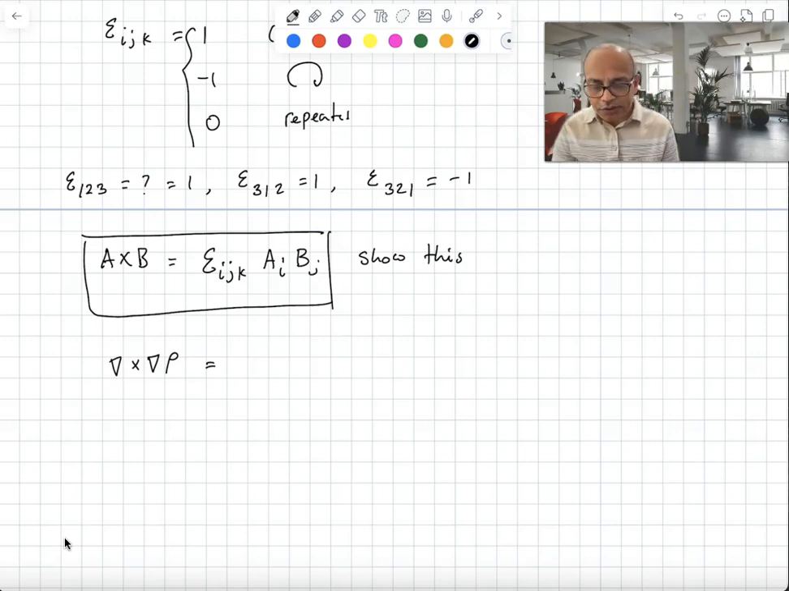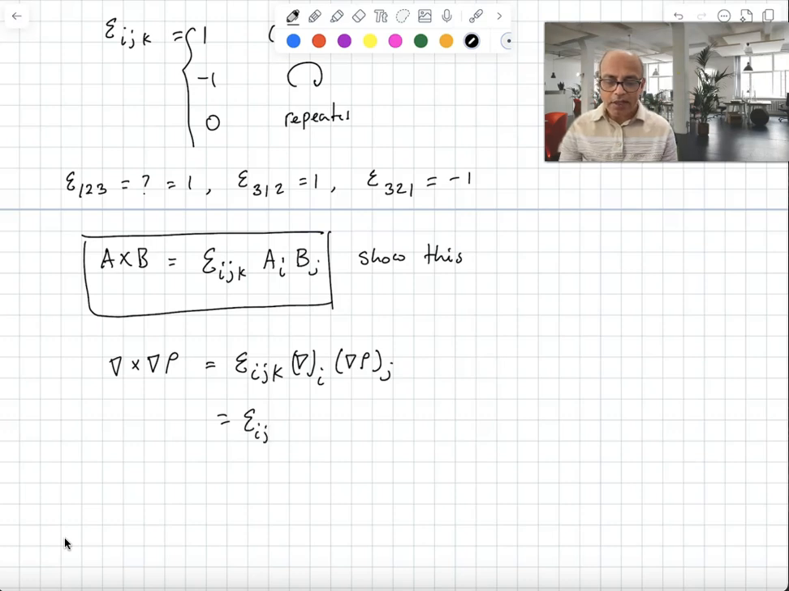So in tensor notation, I will say epsilon ijk and the gradient. I will first just write it this way: a_i and b_j. So I will write down, going back, i, j. I know the operator is del over dx_i, and then the gradient of rho, which will be d rho over dx_j.